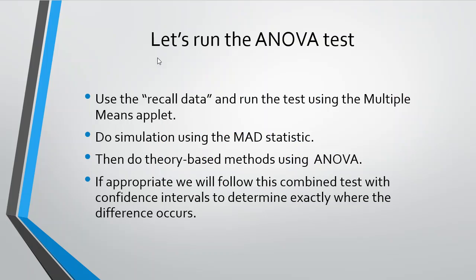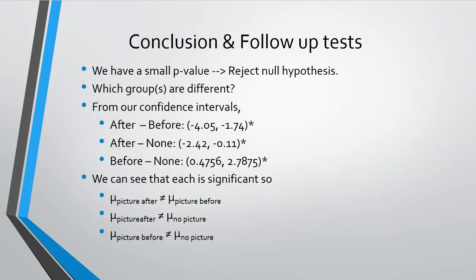Let's jump back to the slides. We've done the simulation, we've done the theory based, we've gotten the results. We got the confidence intervals here. We can actually conclude that this mean is different than that one, and that one's different than that one, and that one's different than that one. All 3 of them are different because we rejected the null hypothesis. At least one was different, and the follow-up confidence intervals tell us which ones are different.